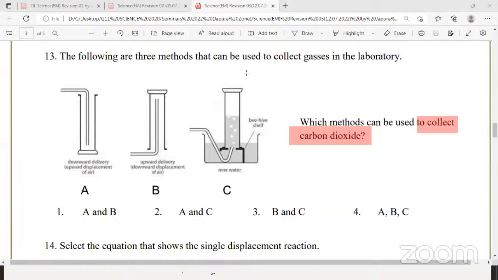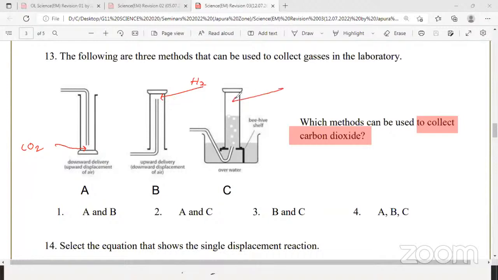Look, carbon dioxide is a heavier gas. Therefore, heavier gases can be collected by this method. So you can put an arrow. This is the first diagram. This method can be used to collect what type of gas? Carbon dioxide gas, which is heavier. And this method can be used to collect which gas? Hydrogen gas, which is lighter than air. Heavier gases can be collected because they retain at the bottom. Lighter gases rise up. Therefore, the second, B, can be used to collect hydrogen gas.